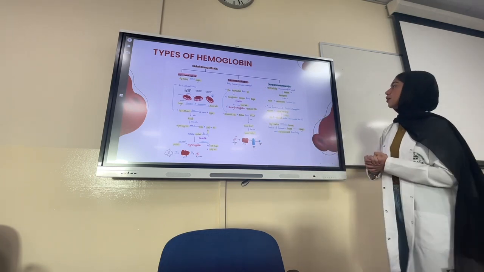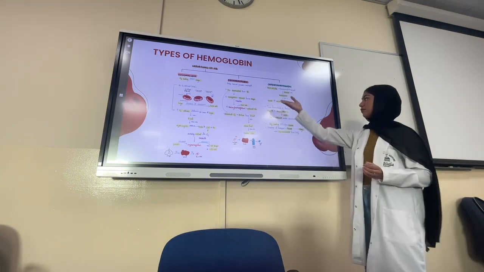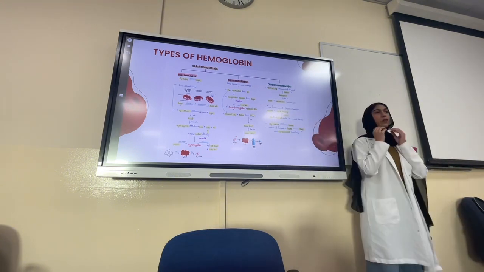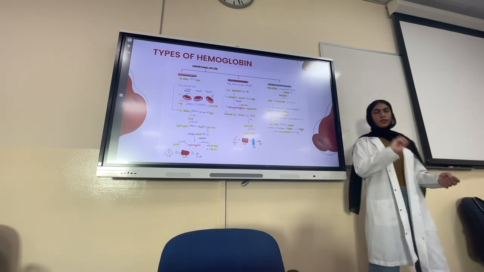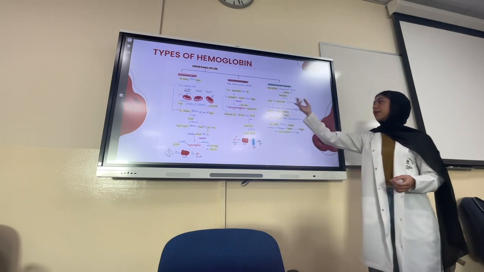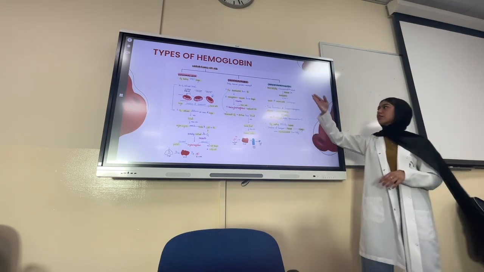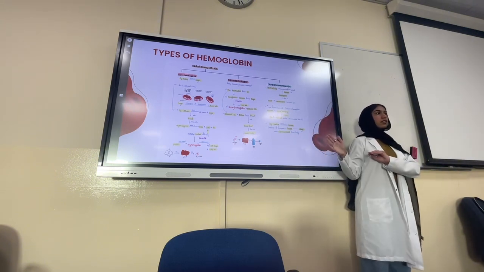As for carbaminohemoglobin, what happens here is that carbon dioxide is going to combine with hemoglobin. What portion of hemoglobin does it combine with? Protein. Globin, not the heme. And when it combines, it combines with amino groups, and that's why it's called carbaminohemoglobin. You guys get this? Any confusion?